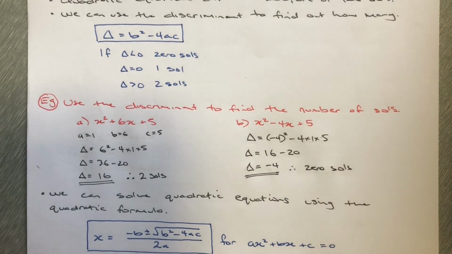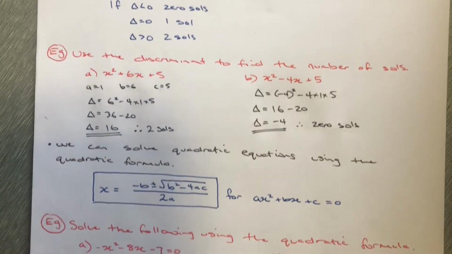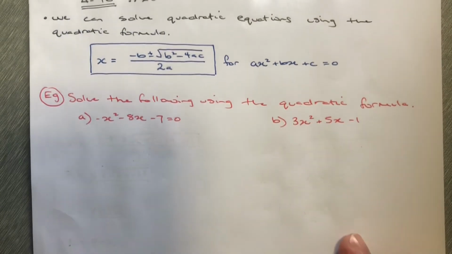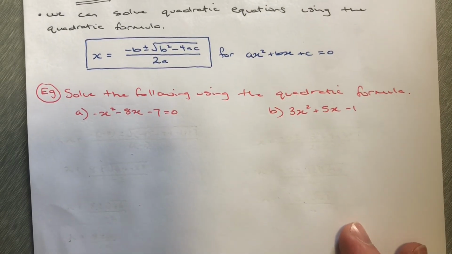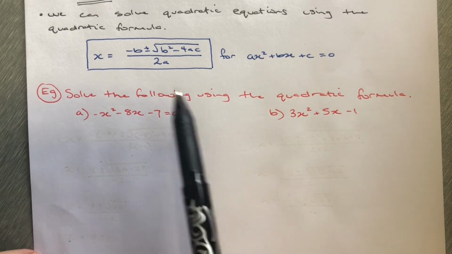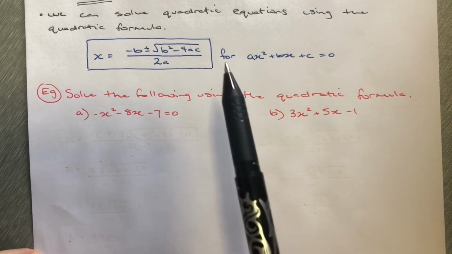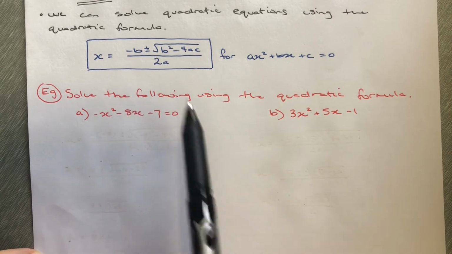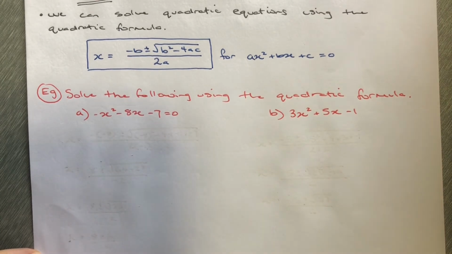There we go. Alright, now we've worked out how to find how many solutions there'll be. We want to find what the solutions actually are using this quadratic formula. Now I think you may have seen this before, I can't remember it exactly, but it looks pretty big. It might help you out to remember this, okay?